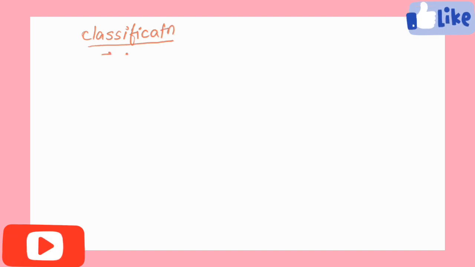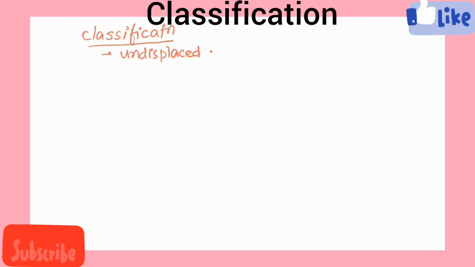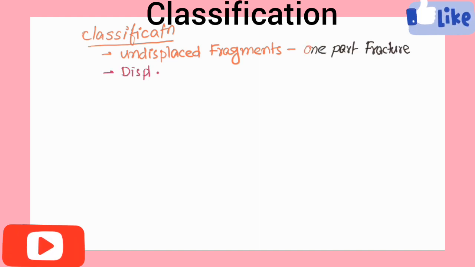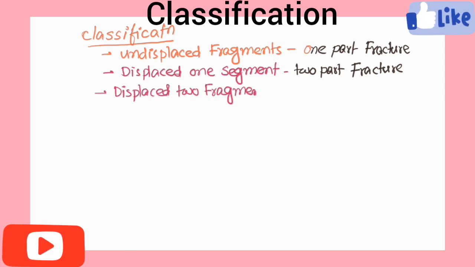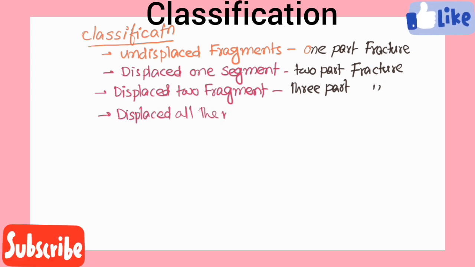The classification: undisplaced fragments are a one-part fracture. Displacement of one segment is a two-part fracture, displaced two fragments is a three-part fracture, and displaced all the major parts is a four-part fracture.